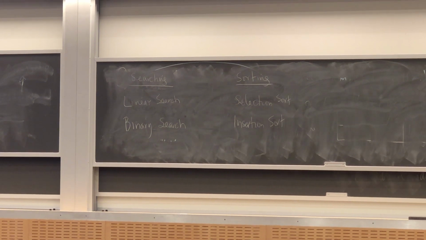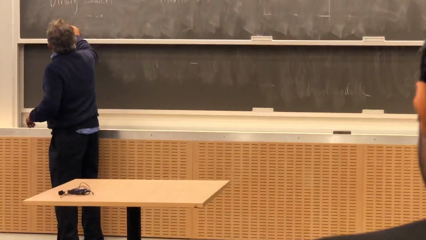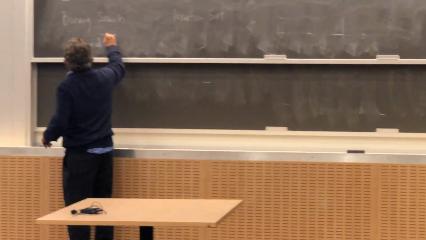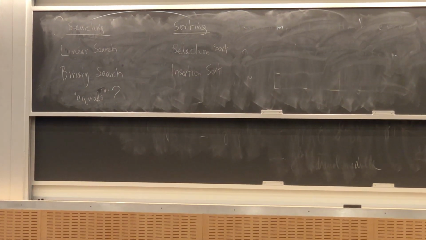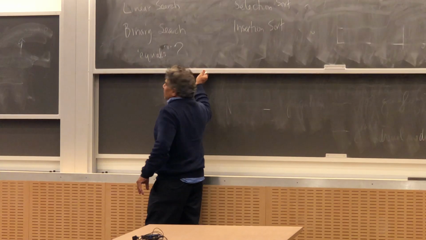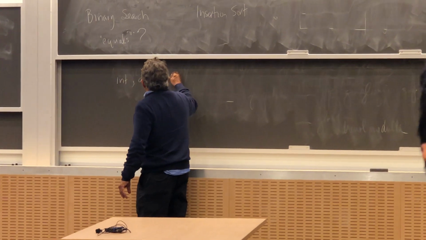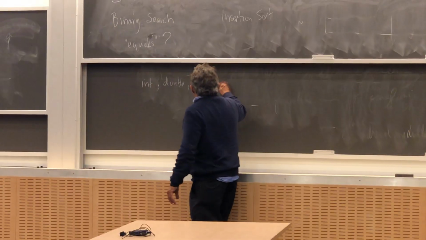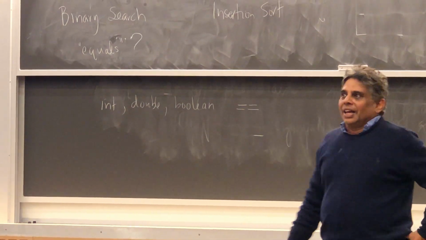Okay? Now, when you do search, there's one thing that's really important to us. When you do search, you're searching for a target. So we ask the question, is something in the list equal to the target? But this equals has a lot of different meanings, right? Because when you talk about equals, if you have int and double and even boolean, for equals we can use that. We compare two things, all right?